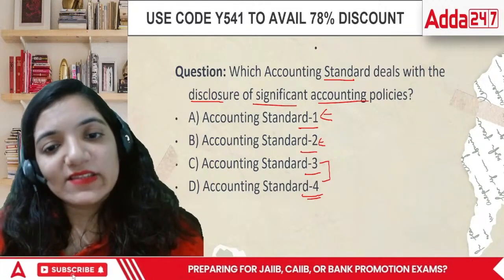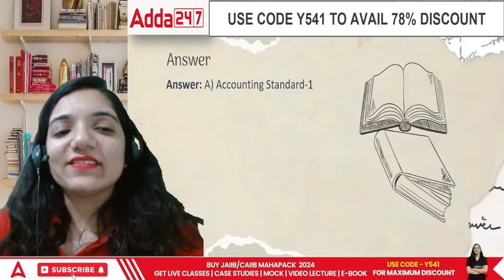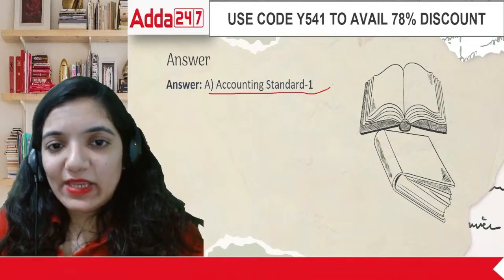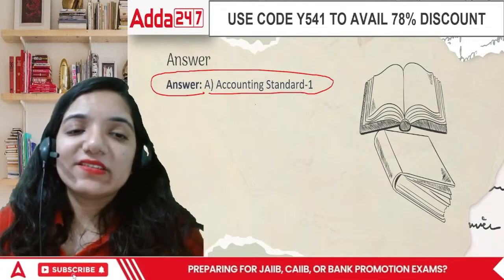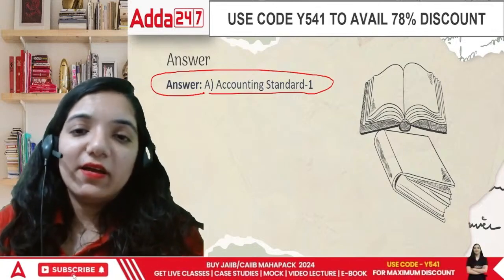AS3, what is AS3 and what is AS4? Okay, the answer here is AS1, that is accounting standard 1. Complete disclosure is stated in this particular area itself.